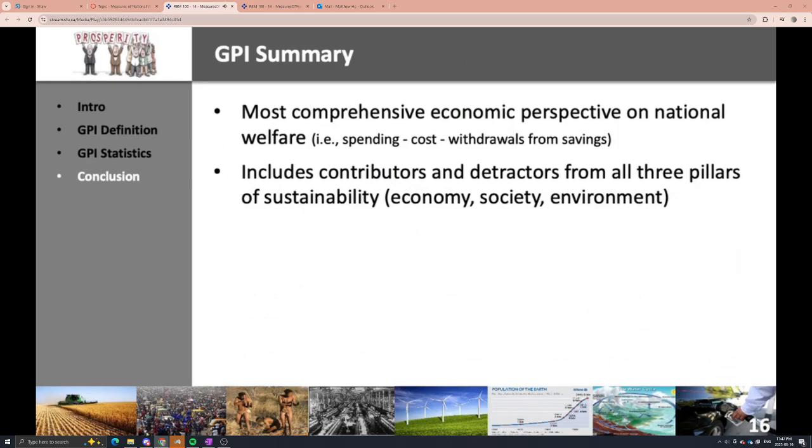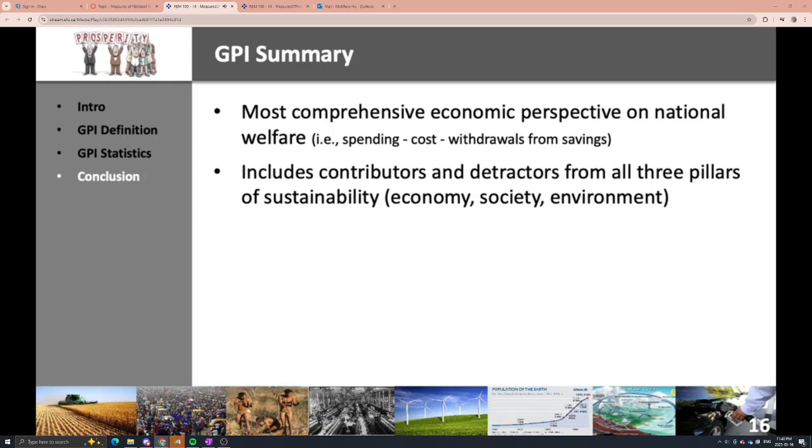Let's summarize the main points of the Genuine Progress Indicator, or GPI. The GPI is the most comprehensive economic perspective on national welfare. So instead of just looking at spending, like the GDP, it also looks at the economic and societal costs associated with that spending and how much we are withdrawing from our environmental savings accounts. So it looks at both contributions and detractors of welfare and organizes them around the three pillars of sustainability.